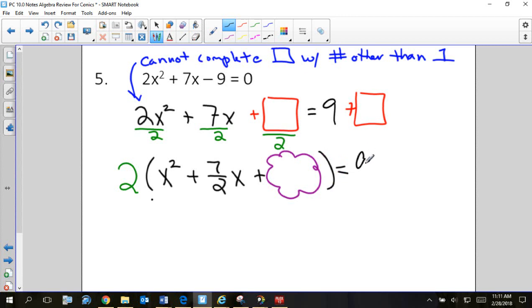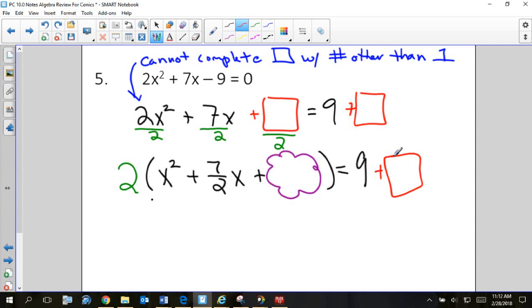On the other side, I still have 9 plus the box because I didn't change the box over there. This here is just a different number that goes in the box. This just means it's a different number. It doesn't have to be a fluffy cloud. You can make it a pretty hard one. So now we're going to complete the square with the fluffy cloud.